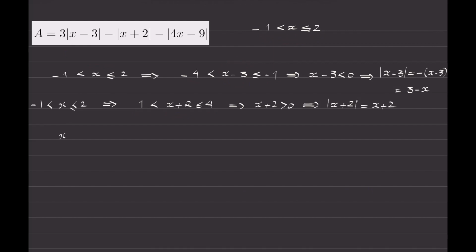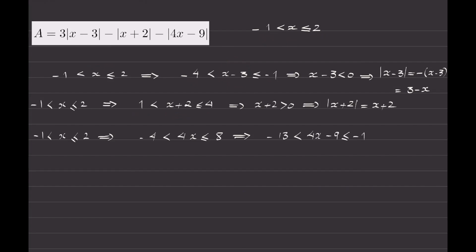And now if x is between minus 1 and 2, I want to know something about 4x minus 9. Of course, it is very simple to see that 4x minus 9 under this condition is definitely negative. But if you want to write it in a formal way, first I multiply everything by 4. So it becomes minus 4 less than 4x less than or equal to 8. And then I subtract 9 units from all sides. So it becomes minus 13 less than 4x minus 9 less than or equal to minus 1.